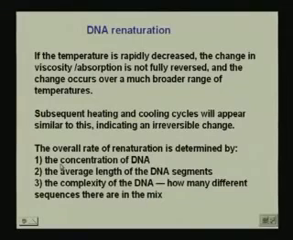Then it also depends upon the concentration of DNA. Okay? If the strands are too far apart, then it is unlikely that they are going to find the partner DNA. And also the complexity of the DNA.